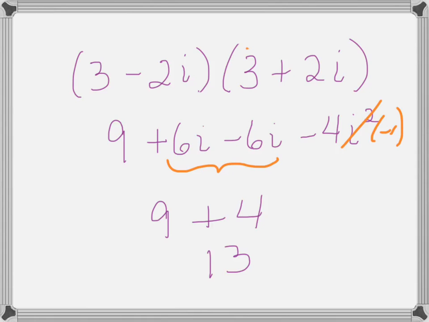This is called multiplying by a conjugate. The conjugate is the number 3 plus 2i. The conjugate of 3 minus 2i is 3 plus 2i.